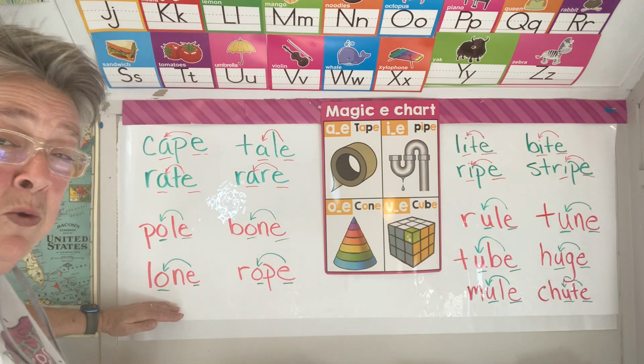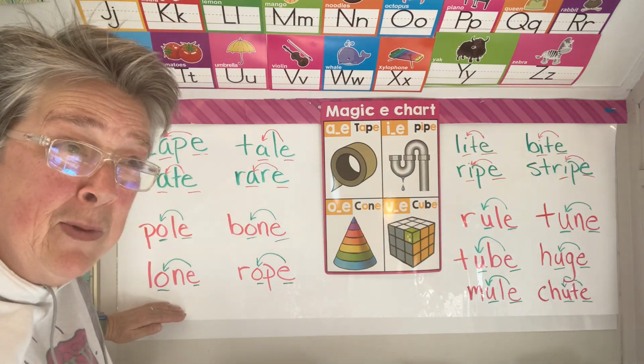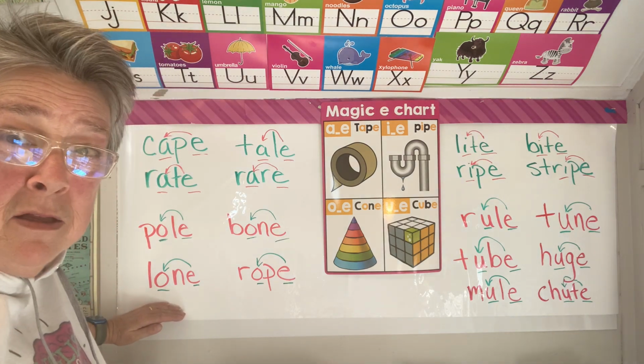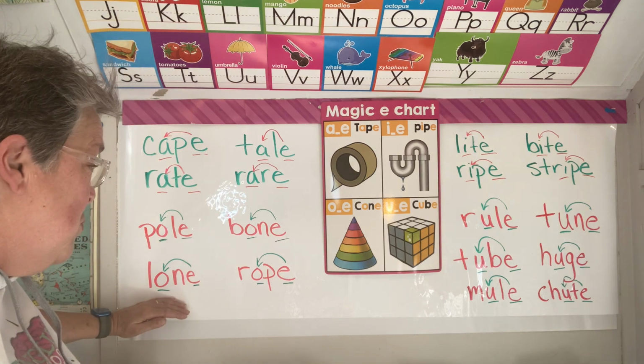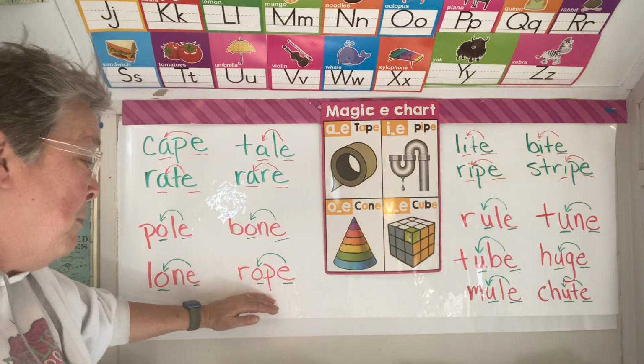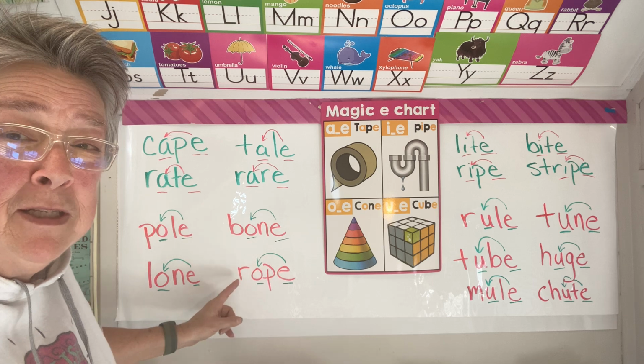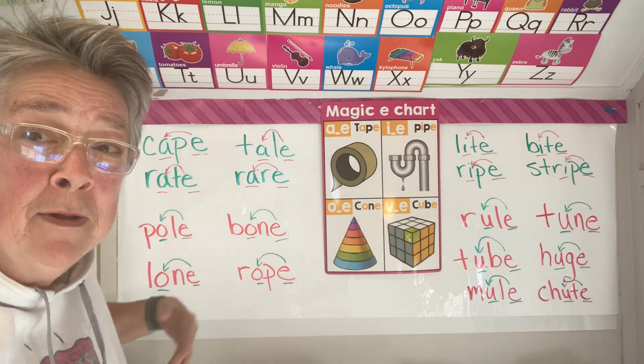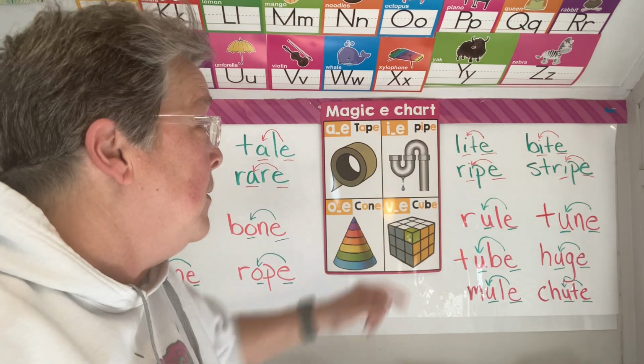Then lone. Oh, alone, like the lone wolf. Single, the single wolf, the lone wolf. Then rope. The E makes the O say its name. Rope. Got it. Let's go over here.